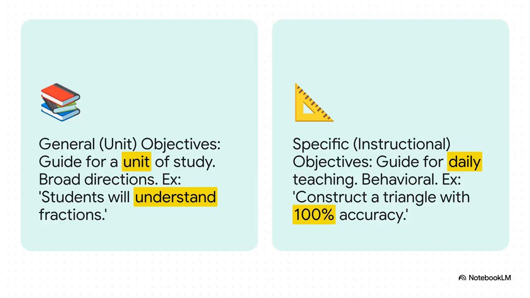But wait, not all objectives are created equal. We can split them into two main types. First, you have general or unit objectives. These set the stage for a whole topic, like understanding fractions. Then you have specific or instructional objectives. These are the daily measurable tasks, like constructing a right-angled triangle. It's kind of like the difference between the chapter title in a textbook and the step-by-step instructions inside that chapter.